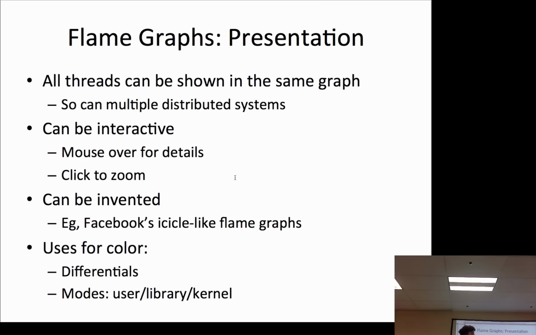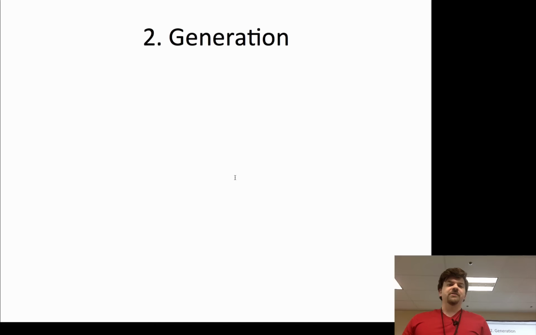You can also do multiple distributed systems. So nothing's stopping me from collecting a CPU profile from an entire cloud or many servers and then just putting it all together as one flame graph that you can mouse over. Interactive, you can actually draw them upside down. Facebook implemented flame graphs but did them upside down so they look like icicles, which is fine if that's your preference. And of course we can use colors for other things. So generation.